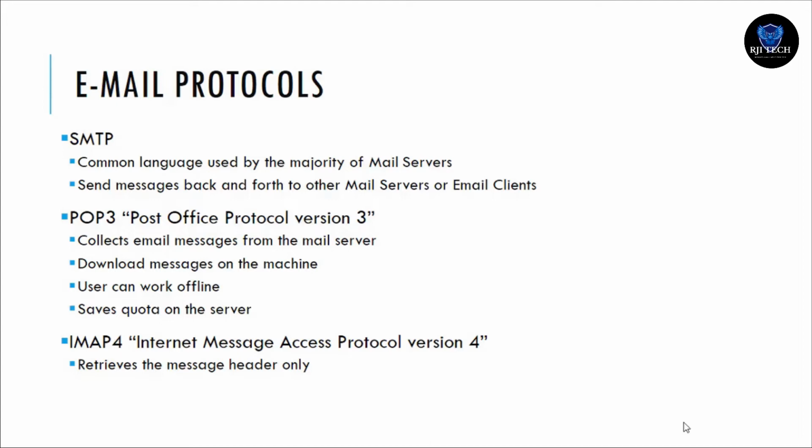Internet Message Access Protocol is another way for the client to access the messages on the server. It is just for accessing the messages, reading them. It does not download the message. It does not save the quota. It retrieves only the message header, allows the user to read the message, but the body of the message itself is at the server side. So this is more commonly used if you are accessing your email from a machine that is not yours, from a machine that you do not want to download your messages on.